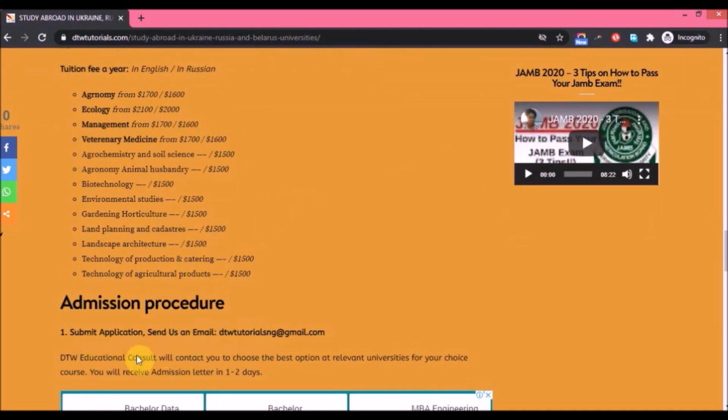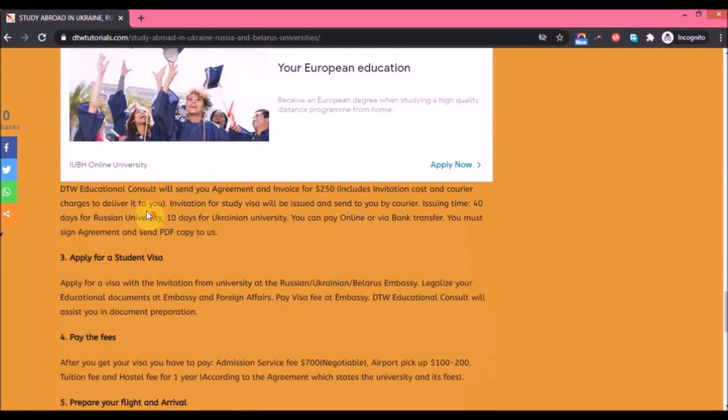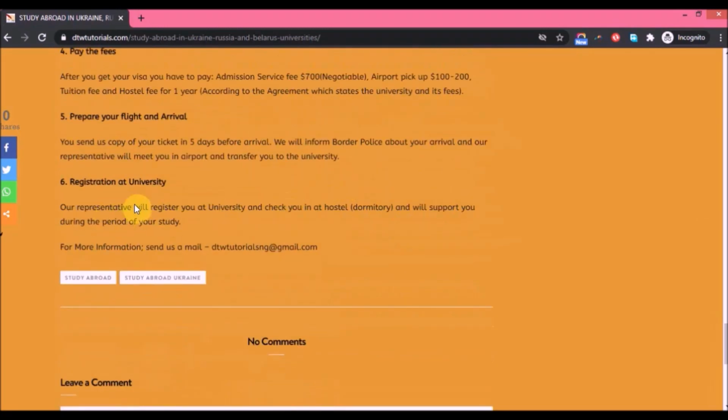Just go through this. All you need to do is submit your application, sign an agreement, and then apply for your student visa. Later you can just browse through all this. If you need more information, you can send us an email, and I'm going to respond to you and we proceed from there.